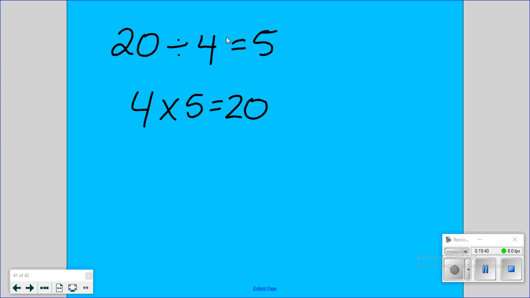So we had 20 things, and then we put them into 4 groups, and we ended up with 5 in each group. This is what we did. This is another equation that can match it. Put your counters back together, make a block. This time, I want 10 groups.